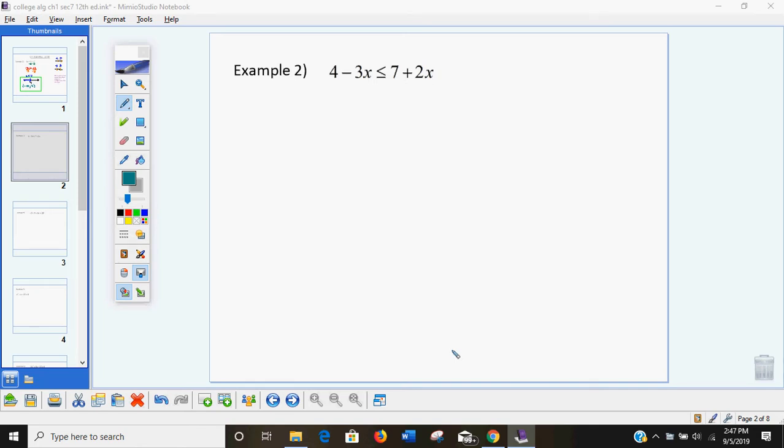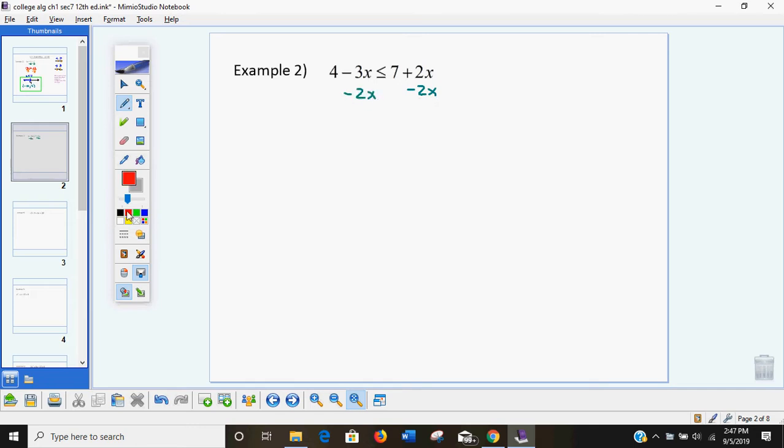Let's look at example 2. Now on this one, I'm going to do letters left, numbers right. That makes it easier when I go to shade for my answer. So I'm going to start out by subtracting 2x from both sides. I need to move my letters to the left.